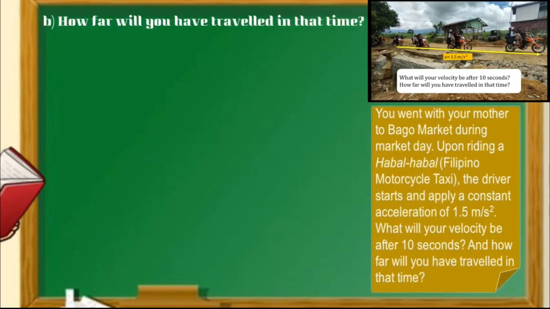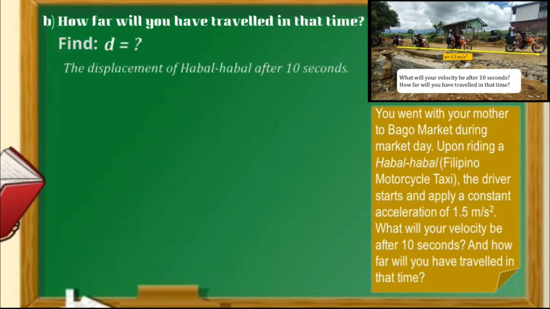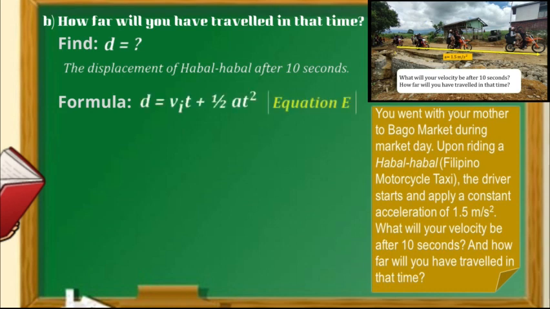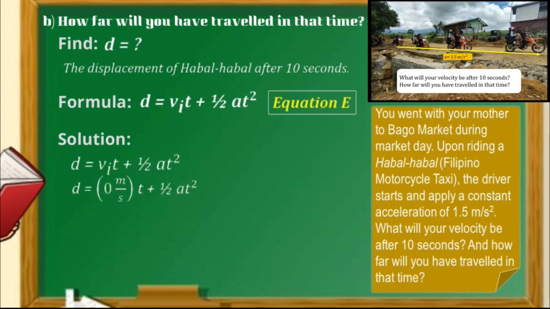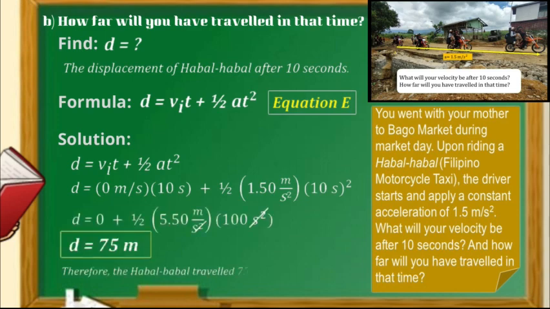For the second question, we are looking for displacement. Which equation do we use? It must be equation E. Plugging in the values for initial velocity, acceleration, and time, we get 75 meters, which is the distance traveled by the habal-habal after 10 seconds.